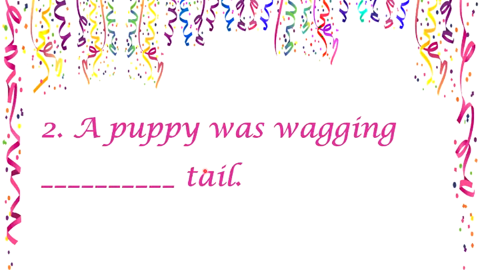Next we have, a puppy was wagging dash tail. Now wagging means moving. So whose tail should it be? Yes, it is very simple. It should be puppy's tail only. Now for an animal, which possessive adjective should come? Yes, you're right. Its. A puppy was wagging its tail. Okay? Because puppy is an animal. For an animal, we use the possessive adjective its.